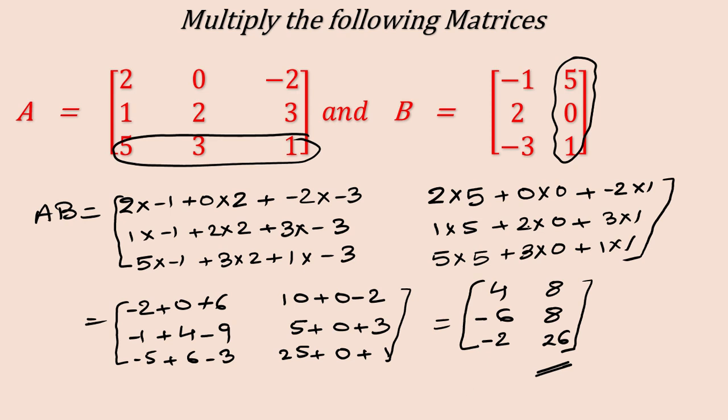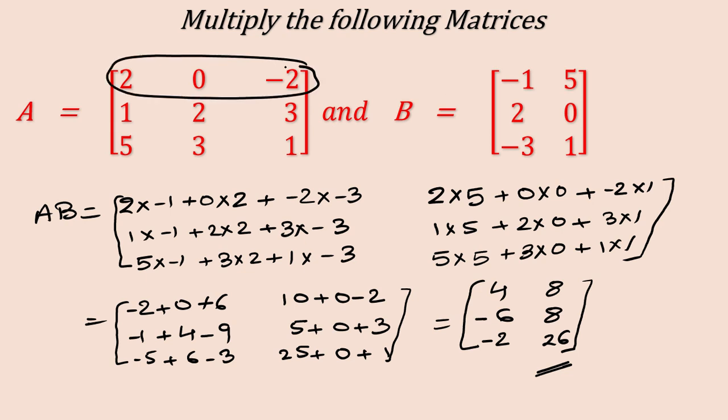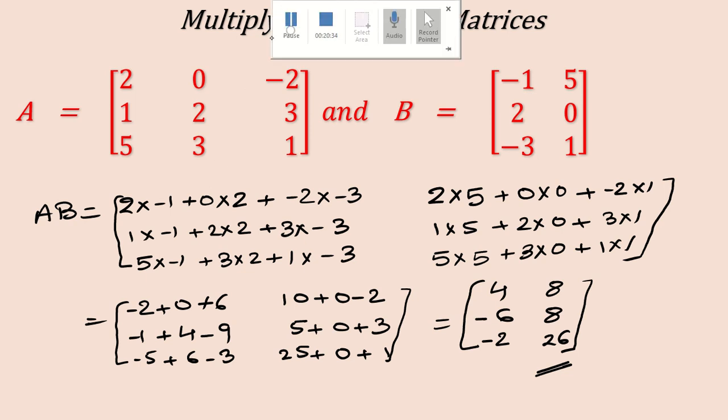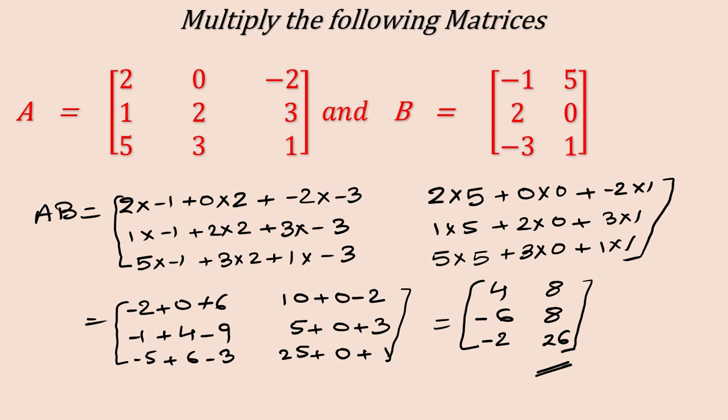So be very careful with the multiplication, and you will multiply row with column. Like this you will multiply corresponding elements and just add them, and then you will see how easily you can do the question. Okay. Now let's see some questions based on this.